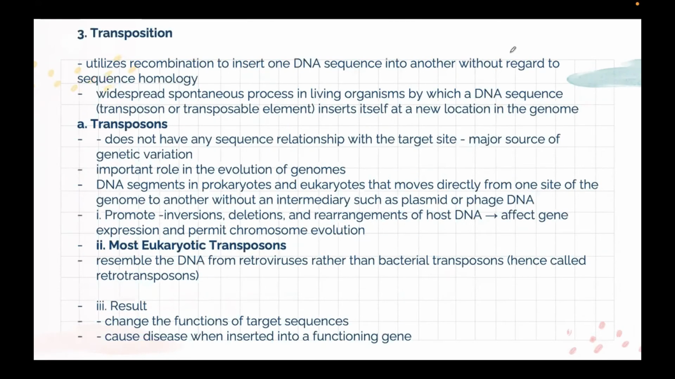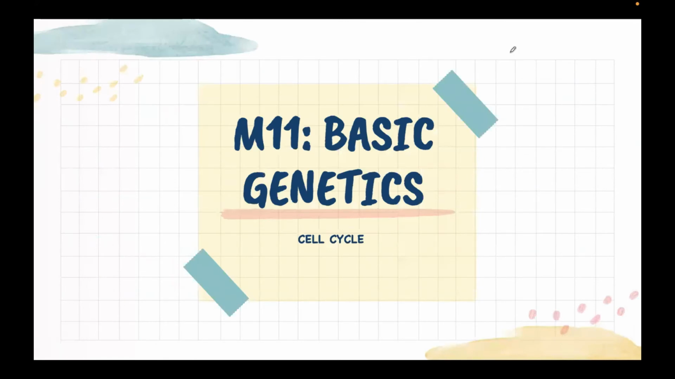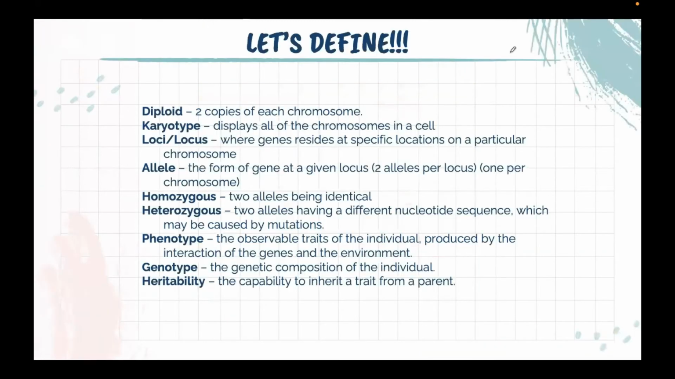And now, let's move forward to your Module 11, which is about your basic genetics. So ang ating unang topic is about your cell cycle. But first, let's define these terms. We have your diploid. It is expressed in 2N. It is the 2 copies of each chromosome.